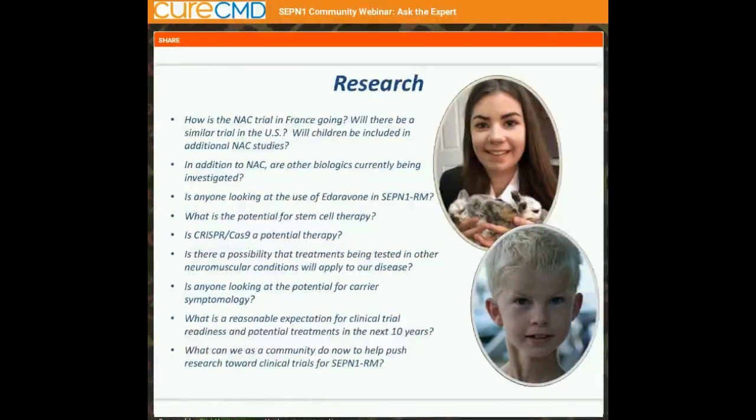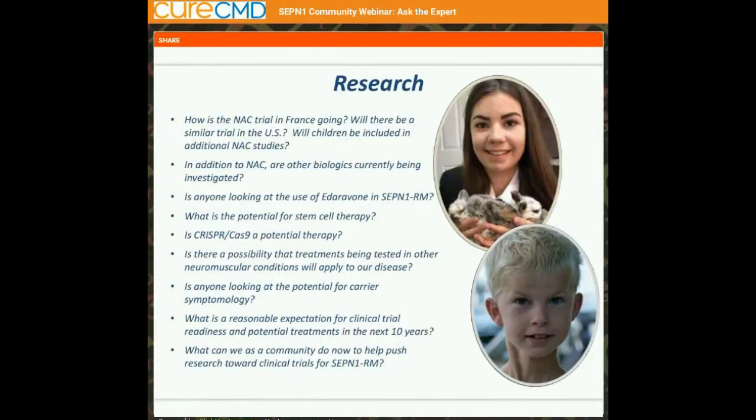Because as you all know, there are not that many individuals out there with SEPN1 when you compare it to things like heart disease or cancer. And so there, we need to convince the drug companies that they have the proper incentives in place to make the investments to help us do all the studies that are necessary.